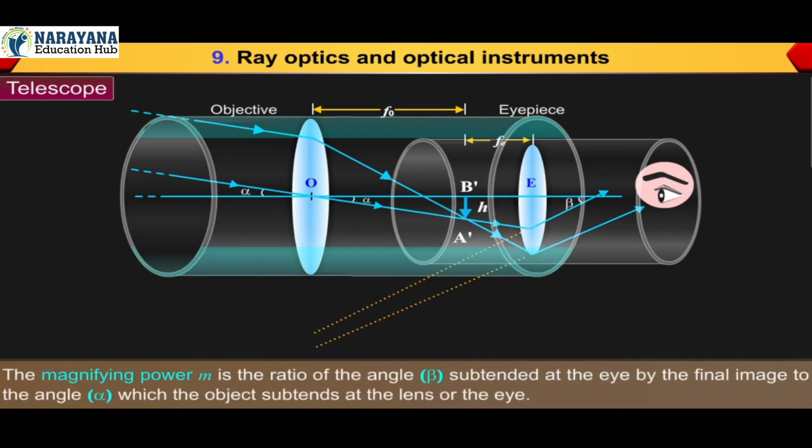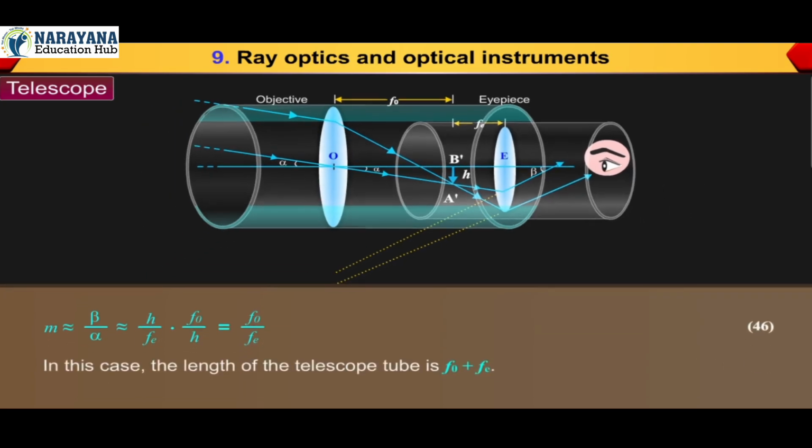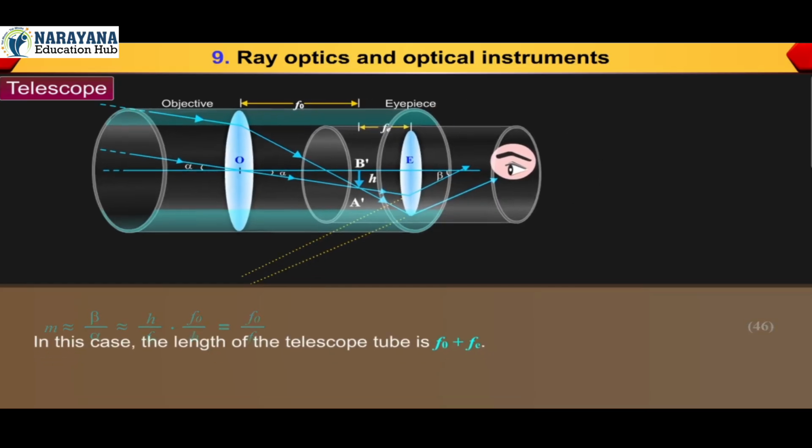The magnifying power M is the ratio of the angle beta subtended at the eye by the final image to the angle alpha which the object subtends at the lens or the eye. Hence, M is approximately equal to beta upon alpha, which is approximately equal to H upon Fe into F0 upon H, which is approximately equal to F0 upon Fe. Equation 46. In this case, the length of the telescope tube is F0 plus Fe.